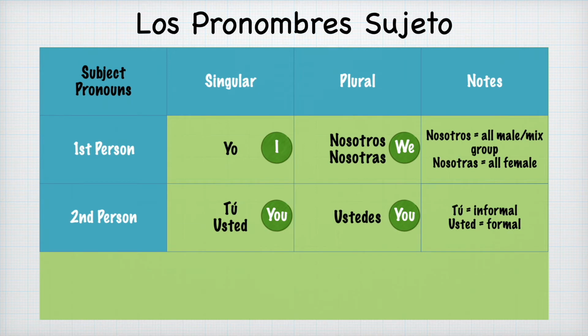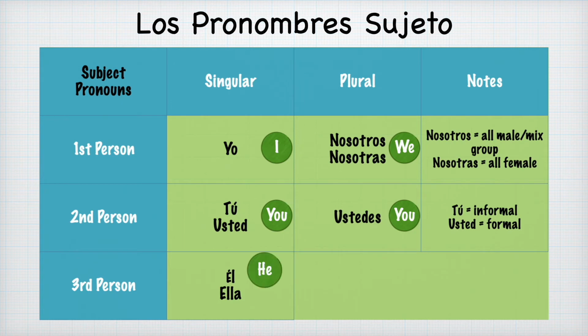Usted is very formal. For the third person, we have él, it means he, and we have ella, it means she. In plural, we have ellos and ellas. Both of them mean they. Similar to nosotros, we use ellos for an all-male group or a mixed group of females and males. And we use ellas for a group of all-female persons.